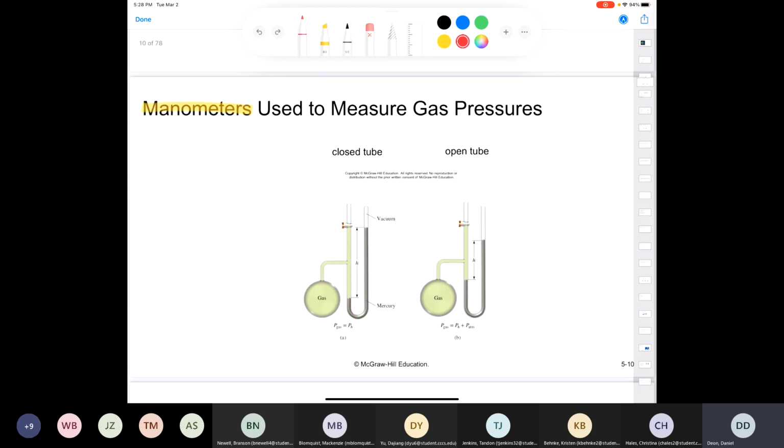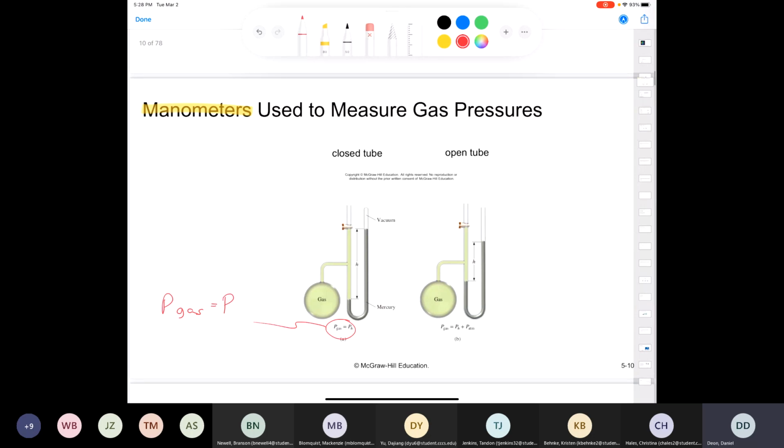So then it makes sense that when you have a closed tube manometer, okay, that the pressure of the gas, and you can't see it very well here, but the pressure of the gas inside the bulb is going to be equal to the height of the column. So it says pH, lowercase h, and let me just rewrite it here. The h just means the height of the column of mercury in millimeters mercury.